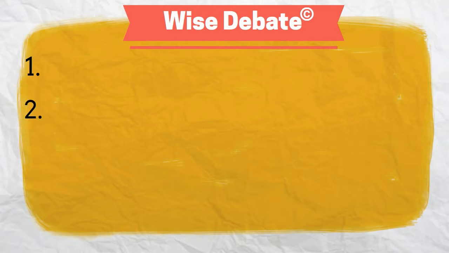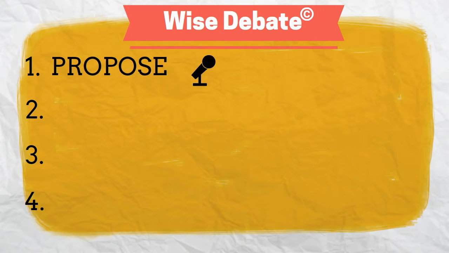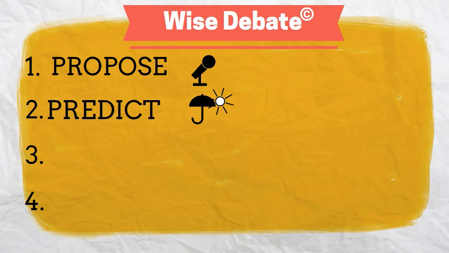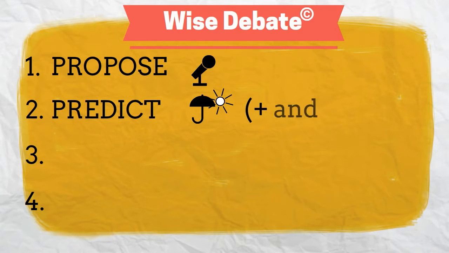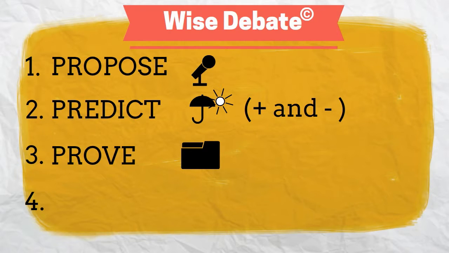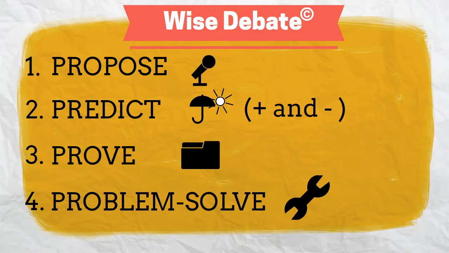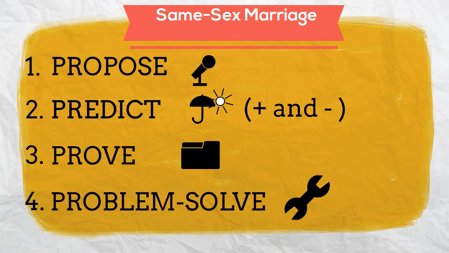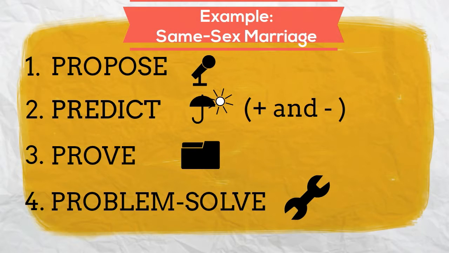There are 4 steps to wise debate. First, each side proposes what they want to do about a problem. Second, each side predicts positive and negative things they think would happen if each proposal is used. Third, each side gives evidence that proves why their predictions would come true. And fourth, both sides problem solve by using the evidence to pick a proposal or create a new one. Let's use same-sex marriage as an example.